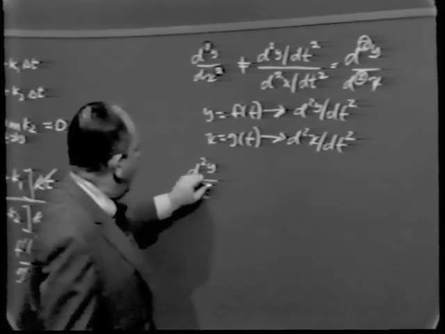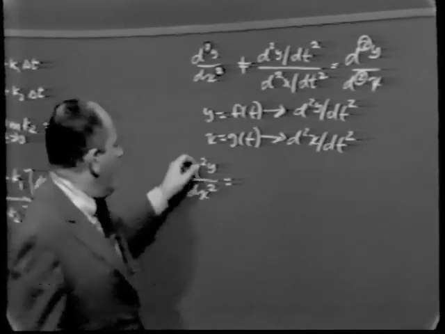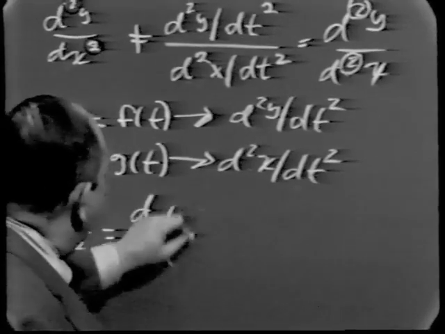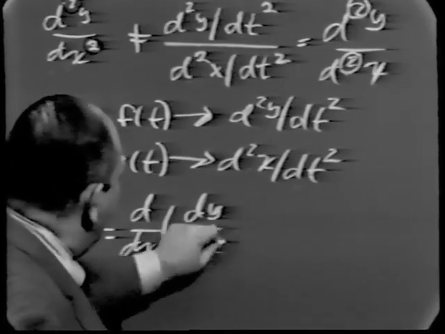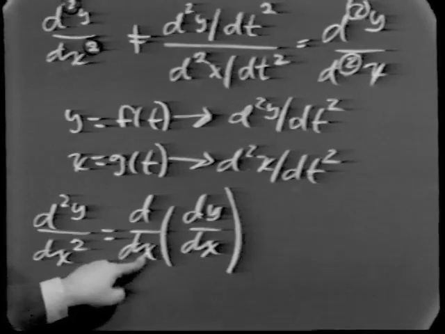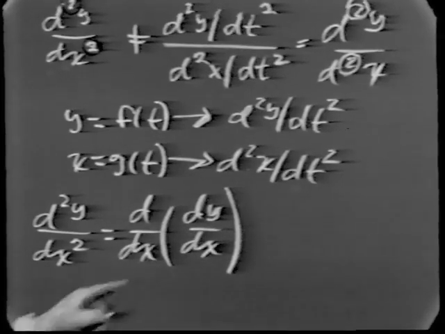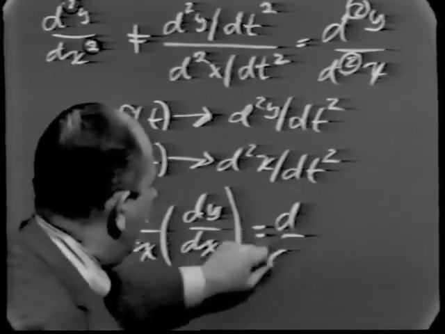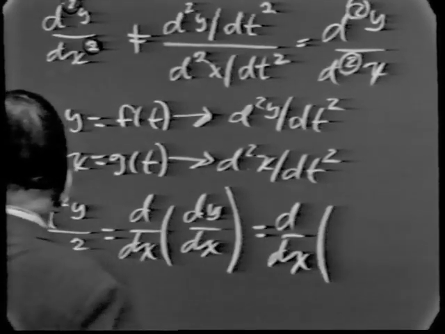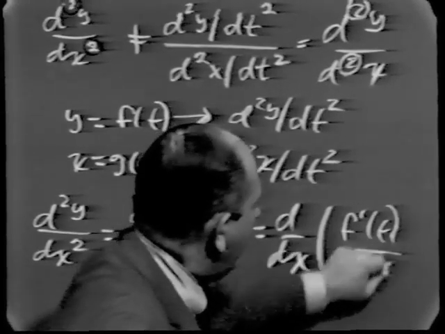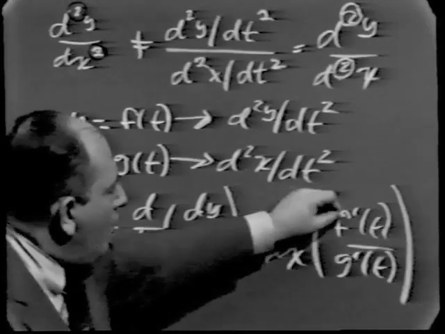To find d²y/dx², observe that by definition, that's just d/dx of dy/dx. That definition doesn't depend on what functions we're dealing with. The second derivative with respect to x is the derivative with respect to x of the first derivative. Now, knowing from our previous case that dy/dx was f prime of t divided by g prime of t, we can now do what?